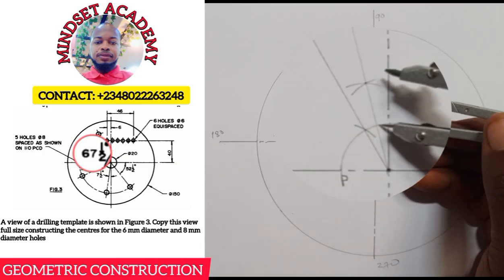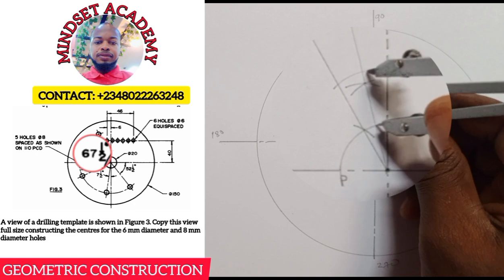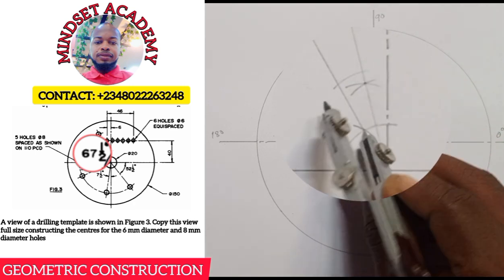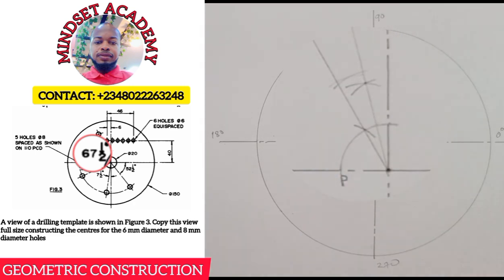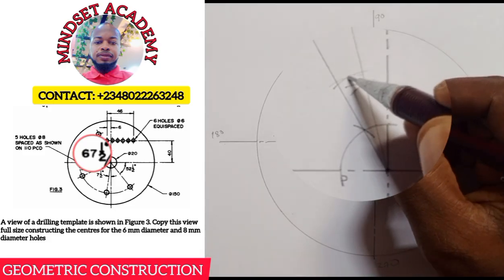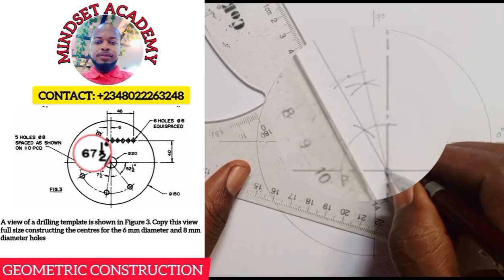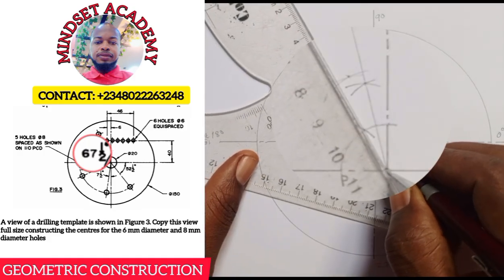I hope you can see that with the same radius. I can just place it here and strike an arc. I'll place it back here also and strike another arc. So it is meeting at this point. That point where it meets is my 67 and a half. So I will now draw my center line at that point.